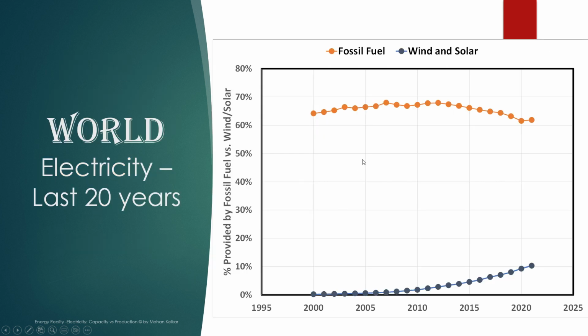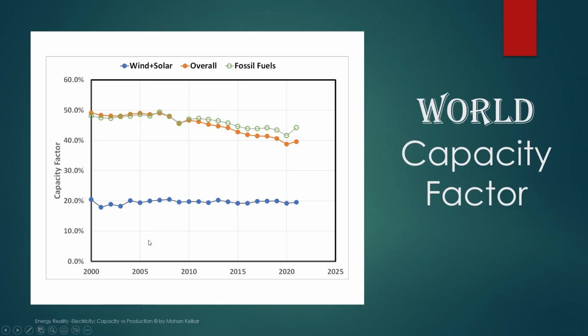Notice that in the world, about 65% of electricity was generated by fossil fuels in 2000, and now the number is close to 62%. There's about 3% decrease in the energy which is provided by fossil fuel. Compare that to wind and solar, when in 2000 it was negligible, but today it's about 10%. So about 10% of electricity is provided by wind and solar.